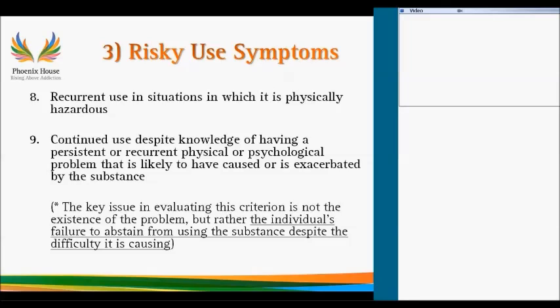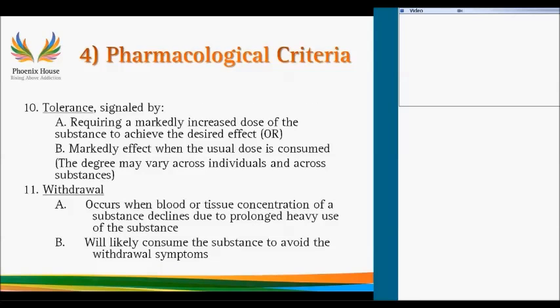The third group targets the risky use symptoms. This would be for the person who has been identified as having recurring use in situations which are hazardous, continued use despite knowledge of having a persistent or recurrent physical or psychological problem. The key issue in evaluating this criterion is not the existence of the problem, but rather whether the individual is failing to abstain from using the substance despite the difficulty it's causing. That is under risky use.